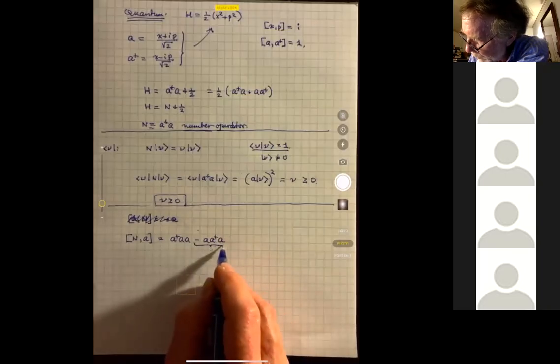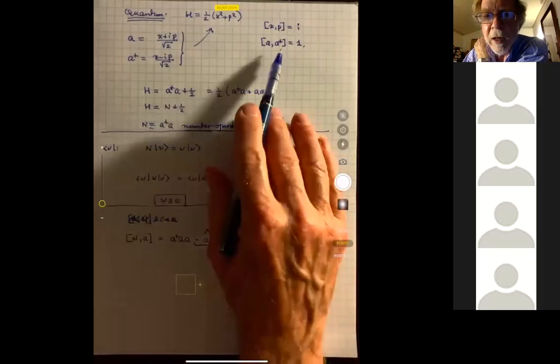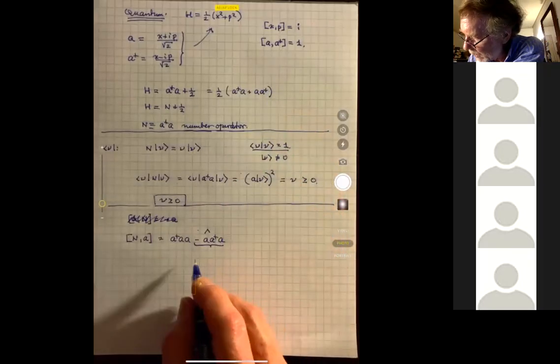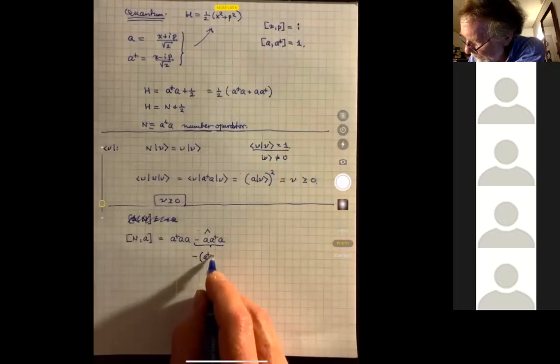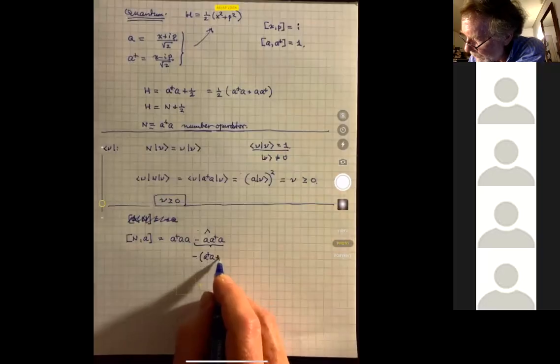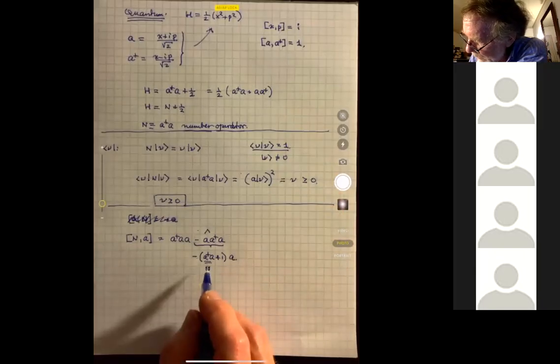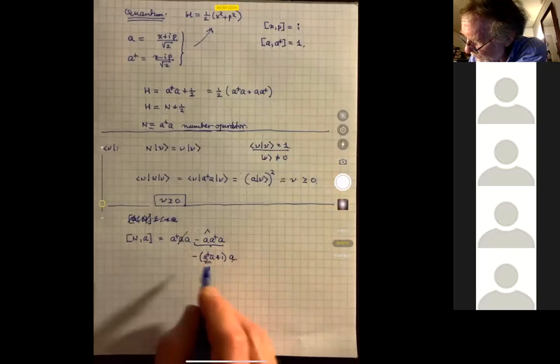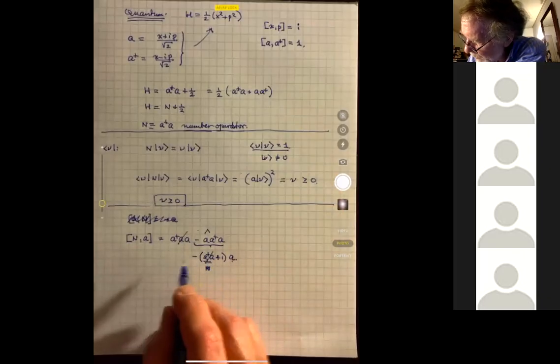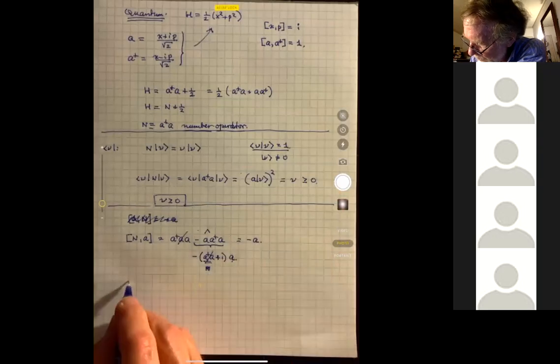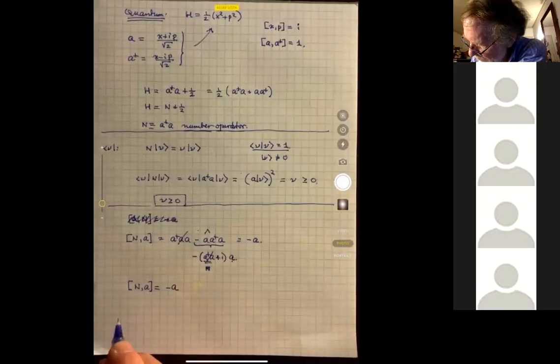Now let's take the second term, and this A A dagger we'll use the commutator up above and swap them. So the second term becomes minus A dagger A plus 1 times A. And A dagger A is, of course, the number operator N. So the A dagger A times A cancels this factor. Those go away, and the result is just equal to minus A. To summarize, the commutator of N with A is equal to minus A. If you do the same thing with A dagger, you get the commutator of N with A dagger equal to plus A dagger.